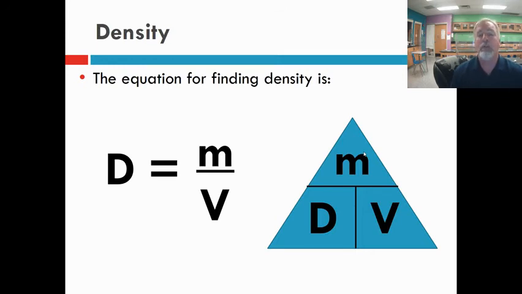You can do the same thing for the other variables. If you want to know what the equation is for mass, cover up that little m for mass. What do you have left? You have a D next to a V, so it's D times V. Mass equals density times volume. And finally, if you were looking for volume, cover up the volume. You have an M above a D, mass divided by density. So volume equals mass divided by density. Hopefully this triangle trick helps you.